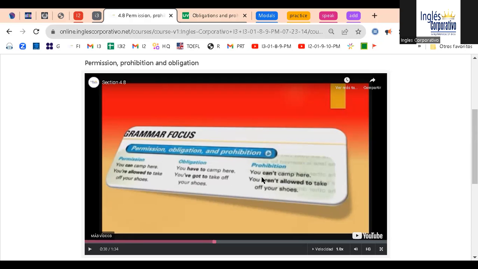And with prohibition, we commonly use can't and aren't allowed to. And besides that, you can also use must. We're gonna be checking that soon.